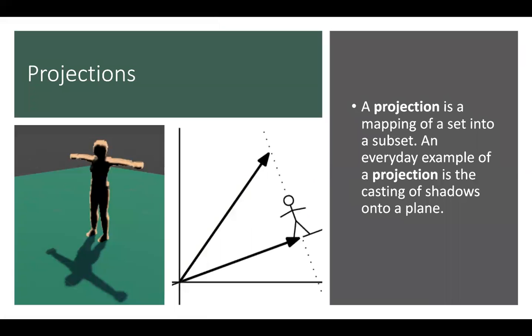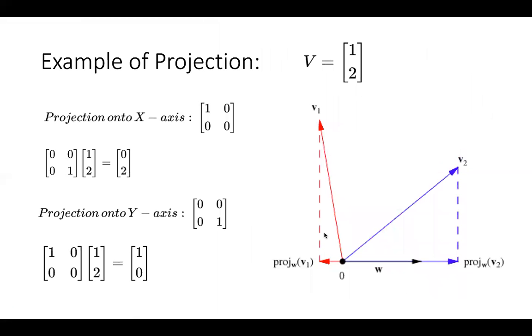The next form of a linear transformation is called a projection. And the basic definition is that a projection is a mapping of a set onto a subset. To simplify this definition, it's basically the shadow of what happens when you cast the line, and then it creates the shadow.